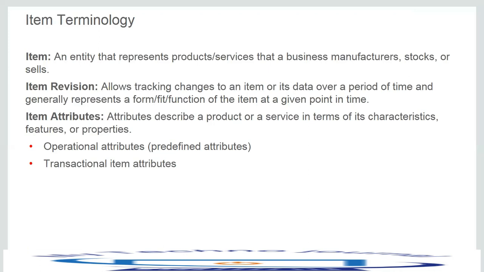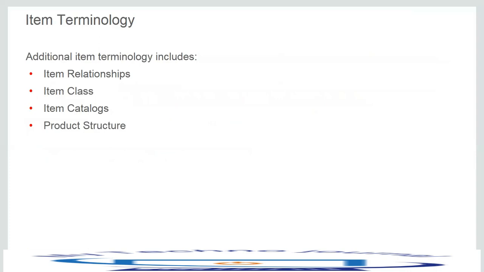So we will be discussing item attributes in far more detail in the next couple of slides, but it basically depicts the attributes which describe a product or a service in terms of its characteristics, features, or properties. We will be understanding what exactly we mean by operational attributes and transactional item attributes in the next couple of slides.